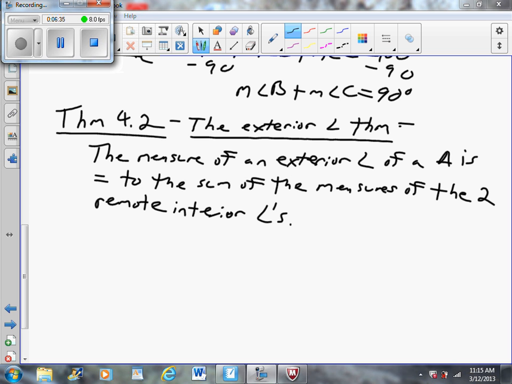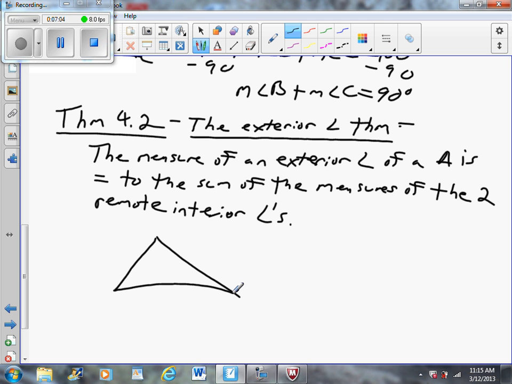Now, theorem 4.2. The exterior angle theorem says this: the measure of the exterior angle of a triangle is equal to the sum of the measures of the two remote interior angles. Now, what do I mean by that? Take any triangle. If I think of each side of the triangle as being contained within a line, there's a line that contains each one of the sides of this triangle.